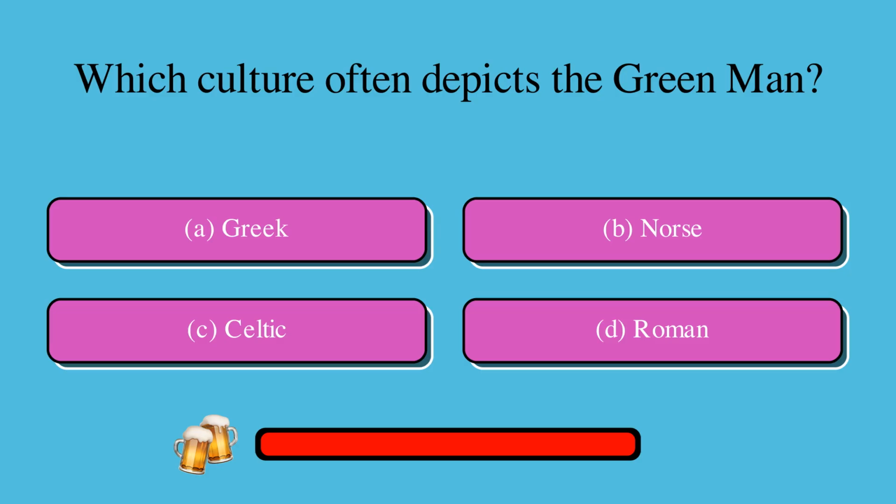Which culture often depicts the Green Man? Is it A, Greek, B, Norse, C, Celtic, or D, Roman? The correct answer is C, Celtic.